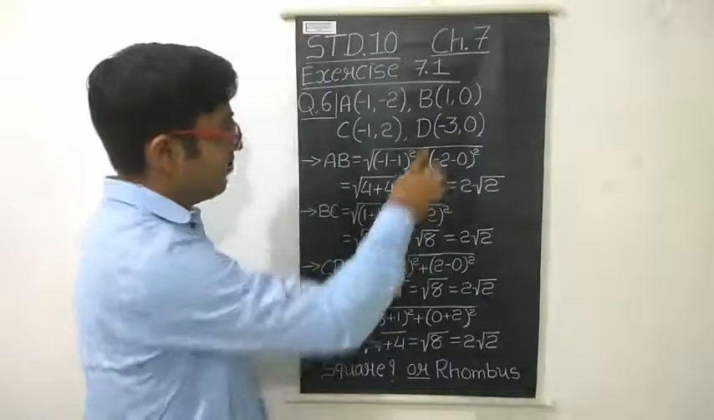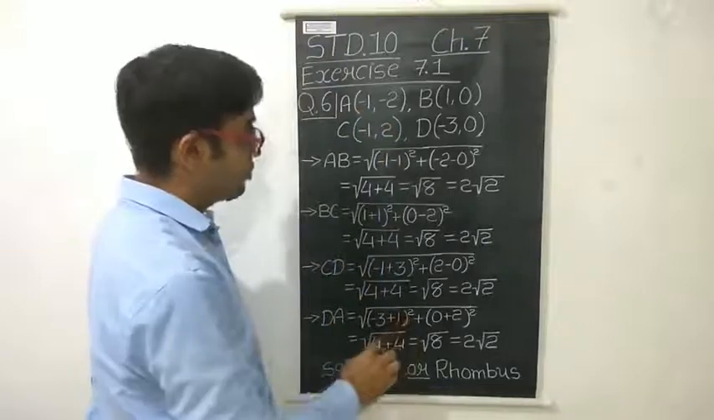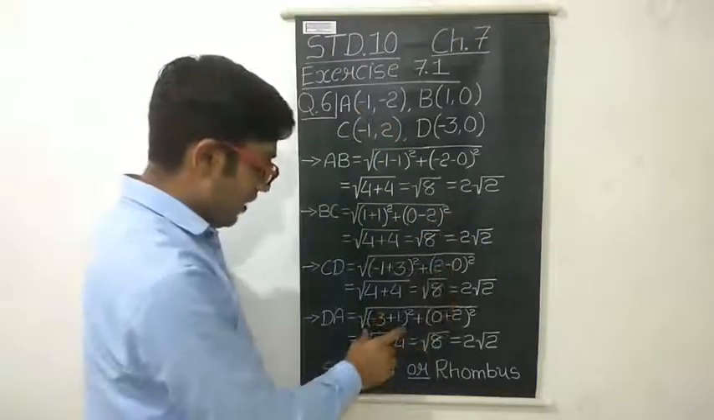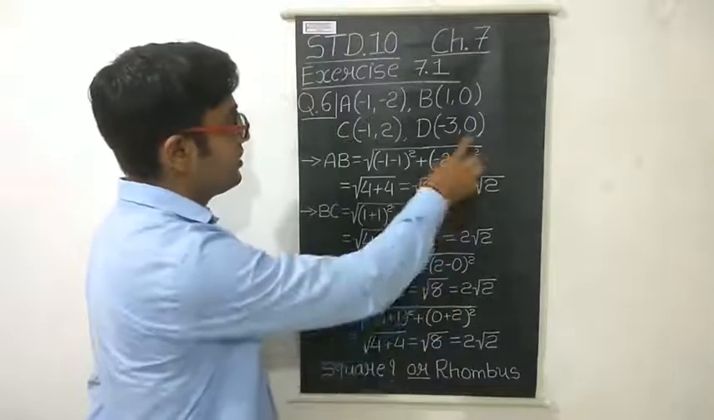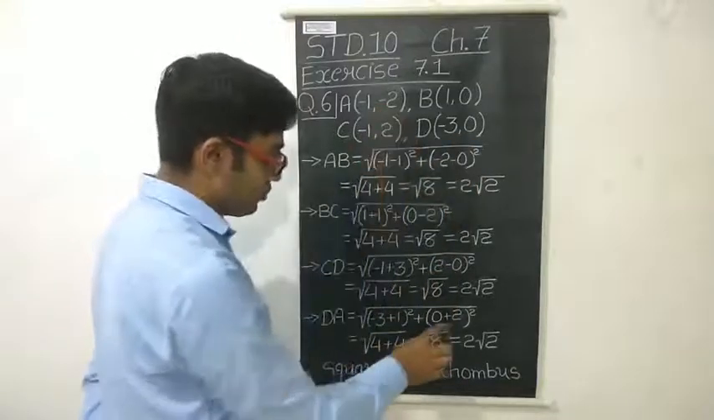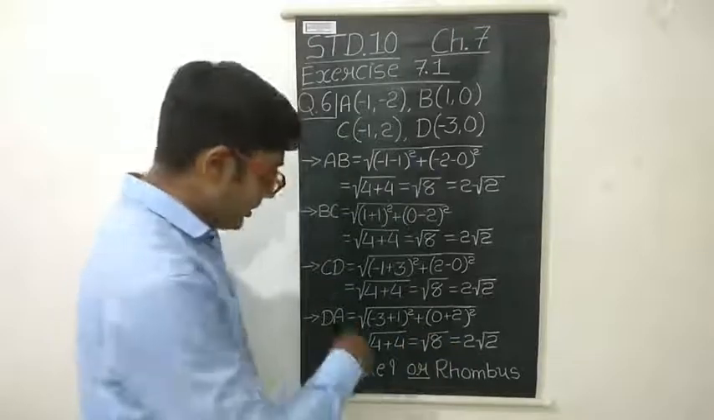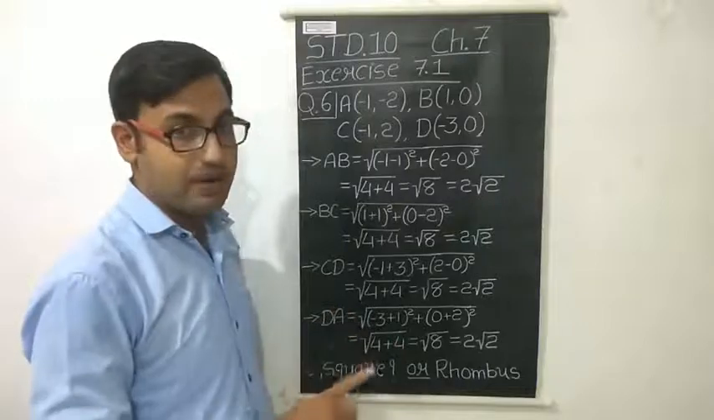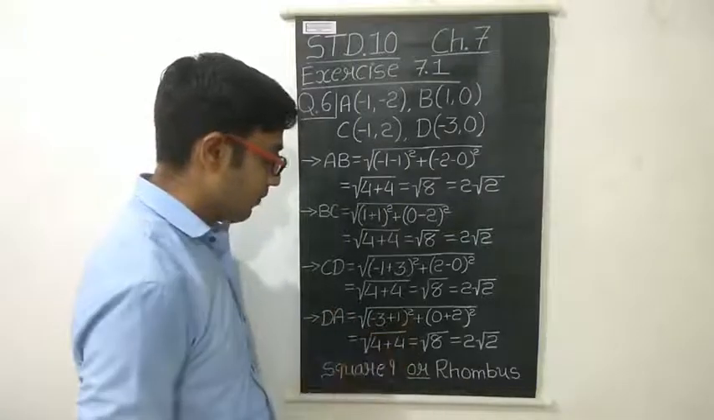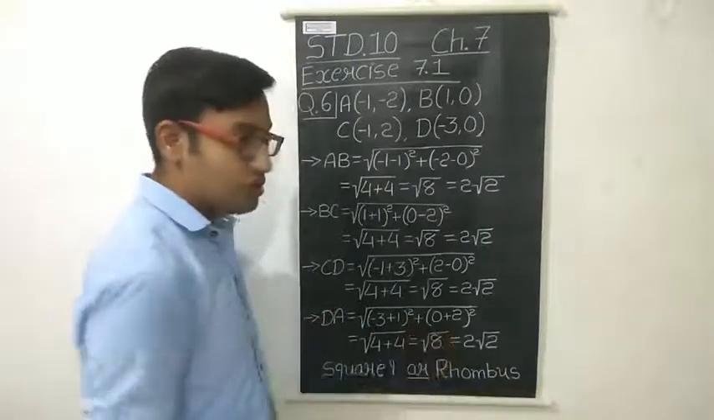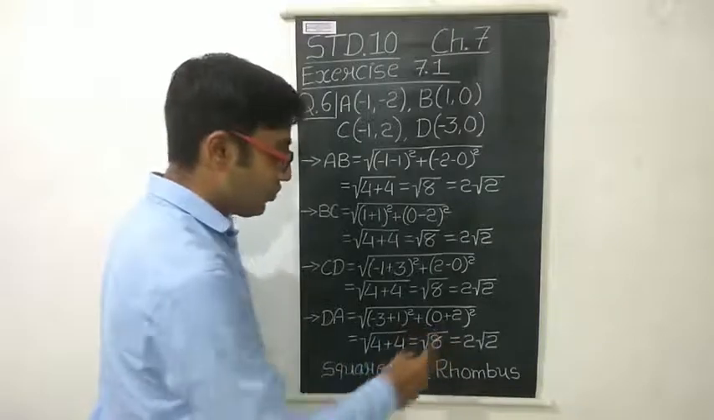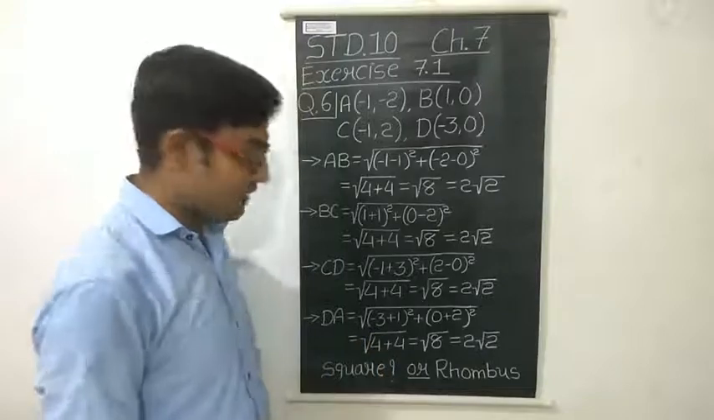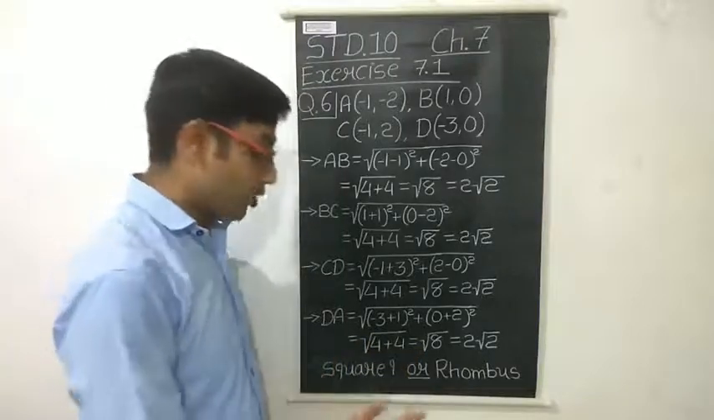Now the last side, that is DA. So here (-3 - 1) whole square... wait, DA: (-3 - (-1)), that is (-3 + 1), square, plus (0 - (-2)), that is +2, (0 + 2) whole square. All this is under root. So here -3 + 1 is -2, and -2 square is +4. In the same way, 0 + 2 is +2 and +2 square is again 4. So here we get under root 4 + 4, that is under root 8, and the square root of 8 is 2 root 2.